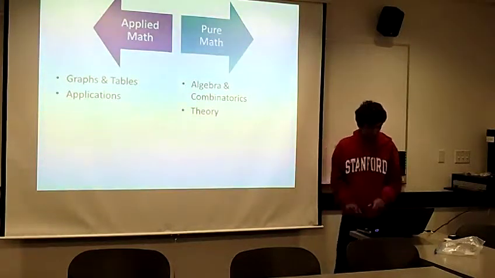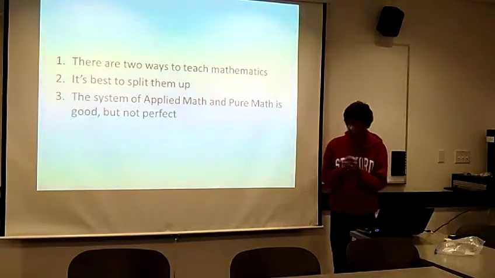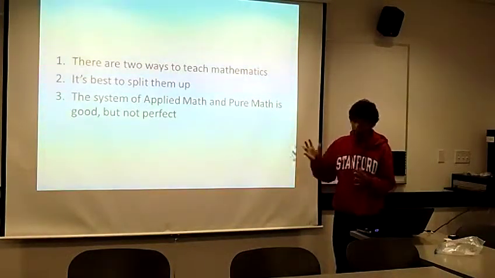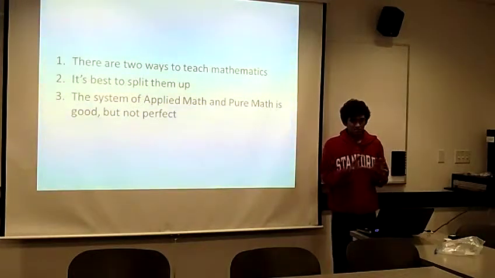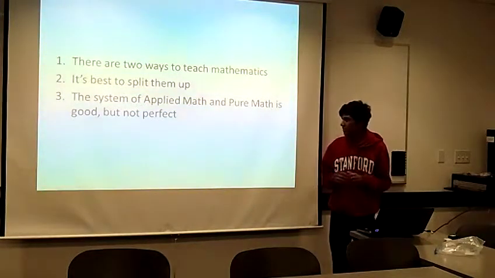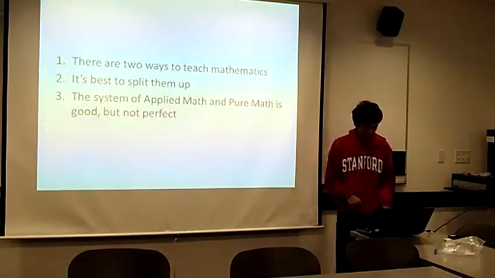So, in conclusion, I'd like to just go through the three points that I've been going through. One, that there are two ways to teach mathematics. Two, that it's not best to try to combine them into an inherent whole, but to split them up. And thirdly, the system of applied math and pure math is good, but it's not perfect, and it's lacking in certain aspects. Thanks a lot.